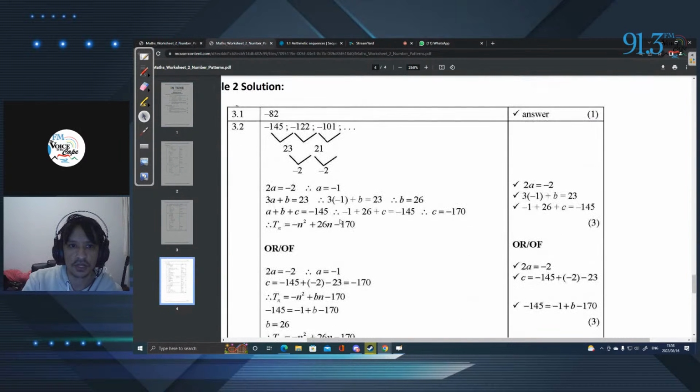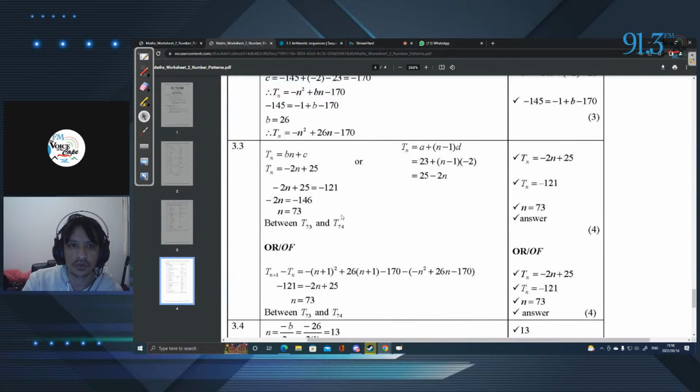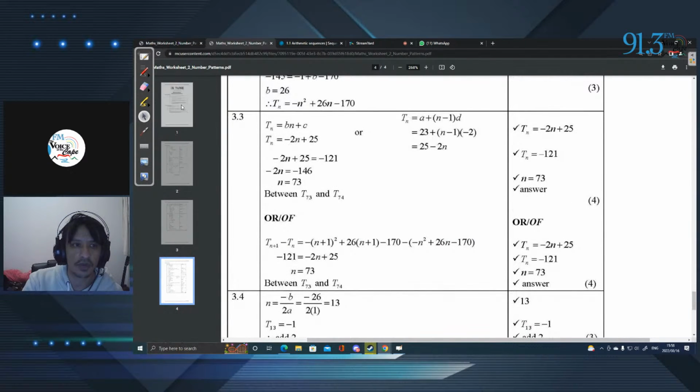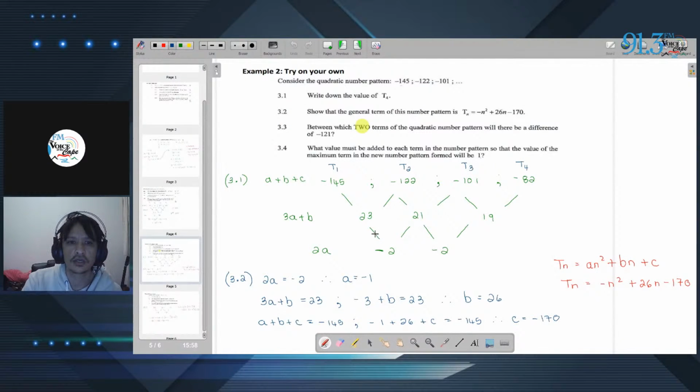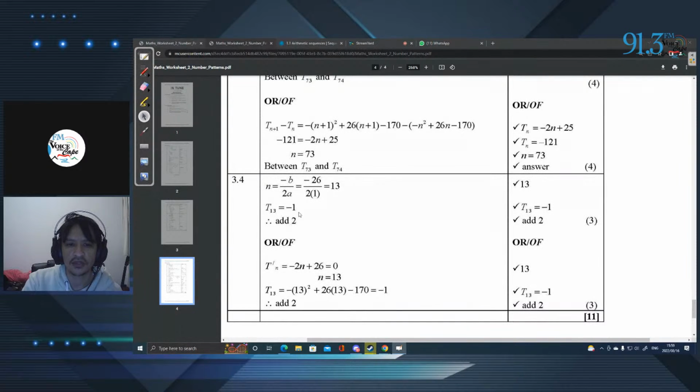All right, and if we scroll up, where was that sequence? Let me just go back to the original image. Plus 2, yes, that's correct. So we add 2 and then we get negative 1. And that's it. That's how we go about solving this problem.